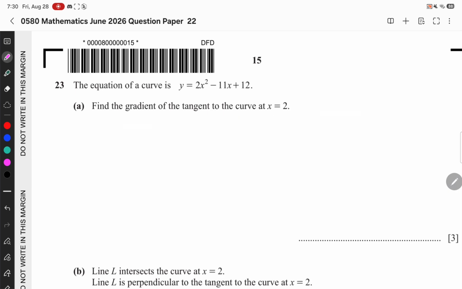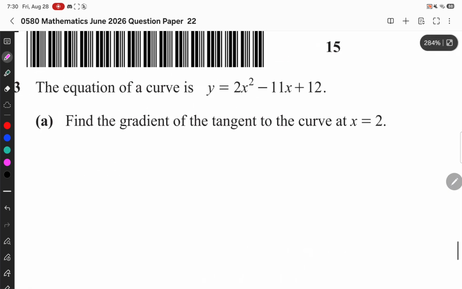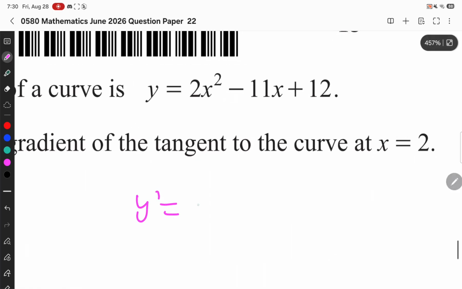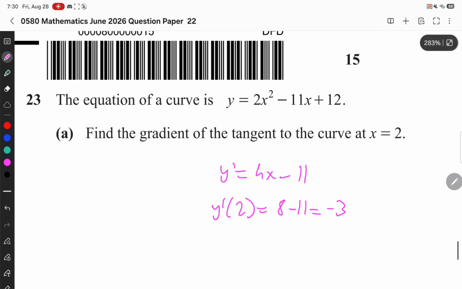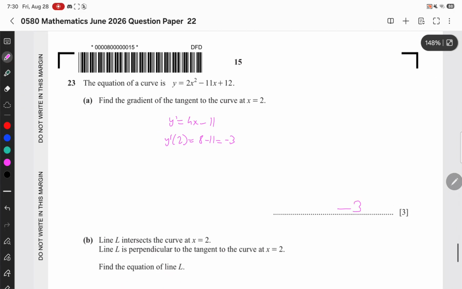Nice. The gradient of the tangent to the curve at x equals 2. So this is easy. The gradient of the tangent means derivative. Y prime is equal to 4x minus 11. Y prime at 2 is equal to 8 minus 11, which is negative 3. Hence the correct answer is negative 3.